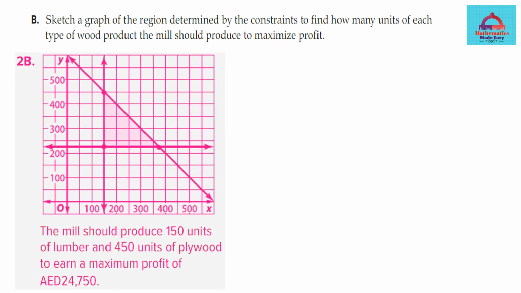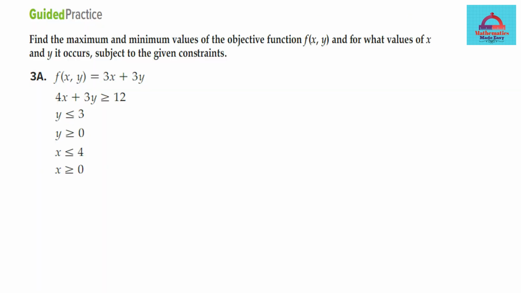Also, we can do the graph, and from the graph, you will get the maximum profit as 24750 if you use your calculator, and it occurs when x is 150, y is 450. So this is your final answer for this word problem. Okay, so let's solve this question now.